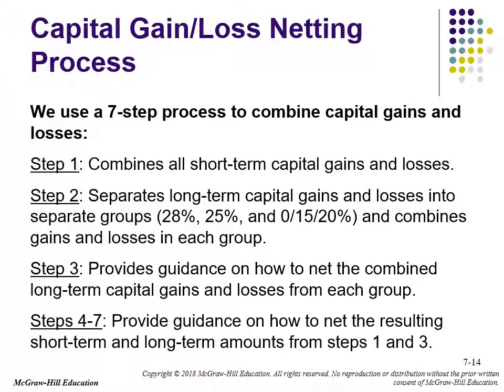In step 7, if step 1 produces a net short-term capital gain and step 3 produces a net long-term capital gain, then you have 2 separate capital gains, one short-term being taxed at ordinary rates and one long-term being taxed at special rates.